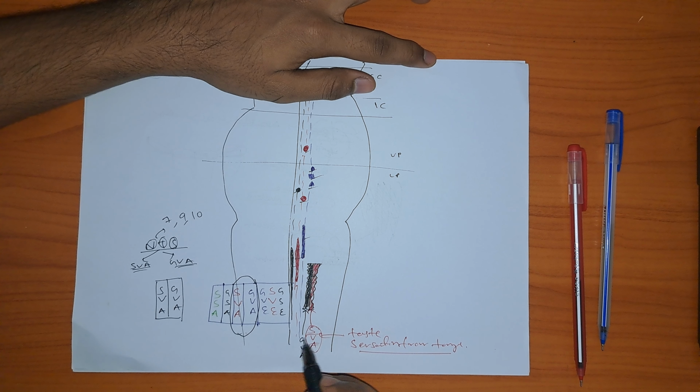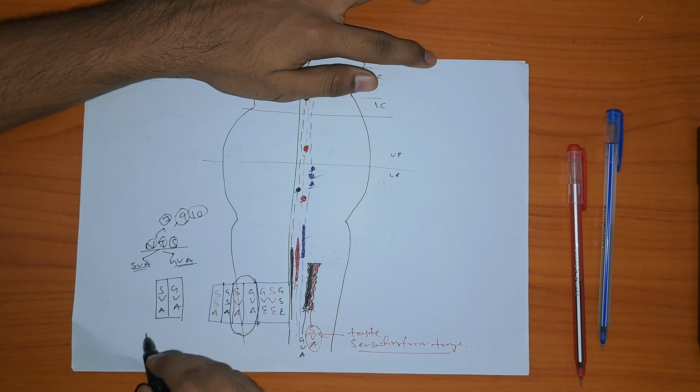So the 7th nerve carries taste sensation from the anterior 2/3 of the tongue. The 9th nerve carries taste sensation from the posterior 1/3 of the tongue, and the 10th nerve carries taste sensation from the posterior-most part of the tongue.